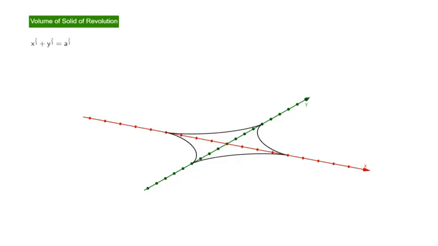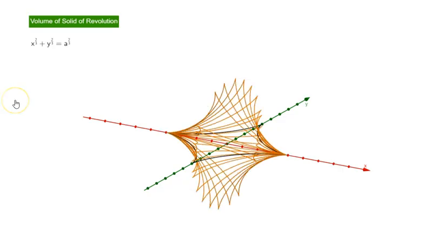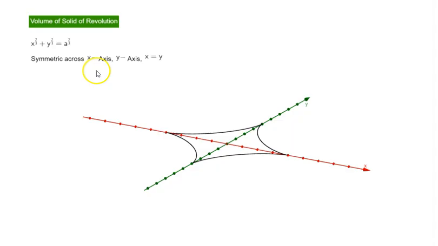So let me just demonstrate it to you so that you can get a feel of it. So we have got a solid and its volume has to be calculated. So let's see how we can proceed. Now, we know that it is symmetric across x-axis, y-axis and x equal to y. And when x equal to 0, y is equal to plus or minus a. When y is equal to 0, x is equal to plus or minus a.